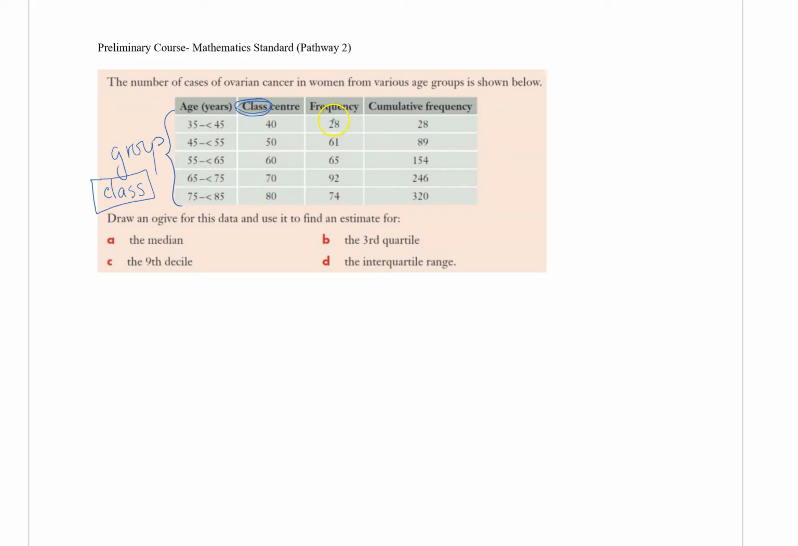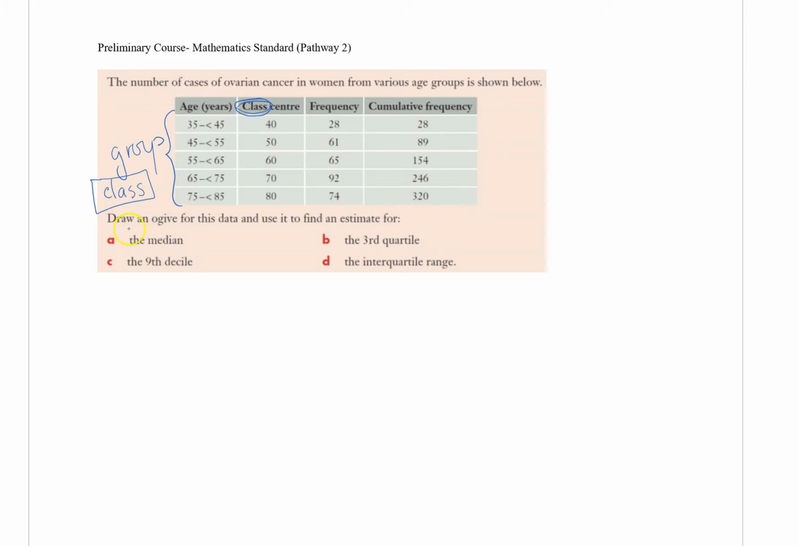So these frequencies, we've got quite a big data set here. We've got 28 people in this group and 61 here, 65, 92 in this group and 74 in this age group. So we're getting quite a large data group. In fact, we know that altogether 320 women were surveyed.